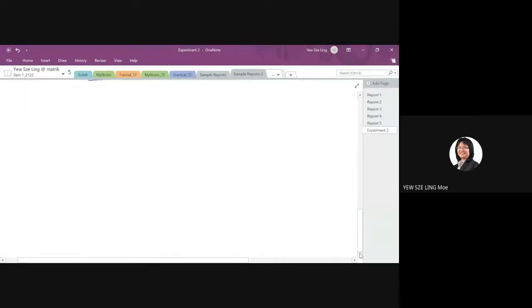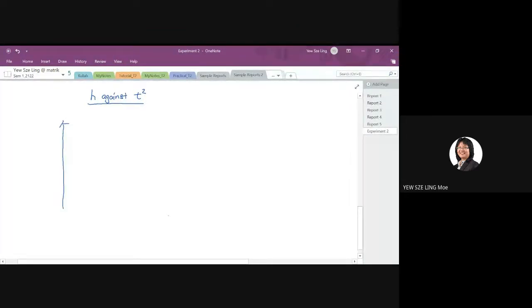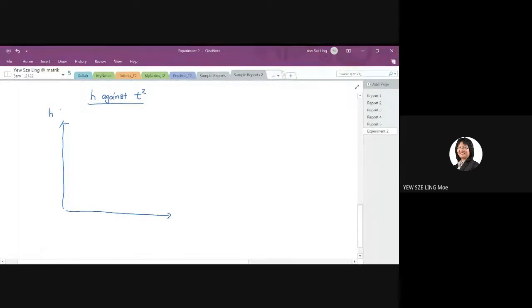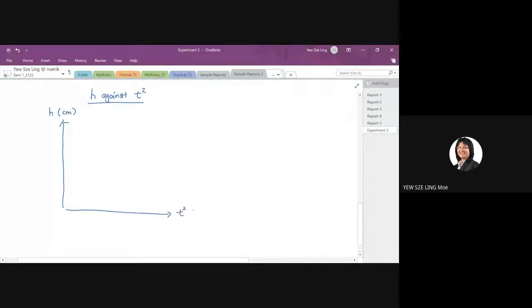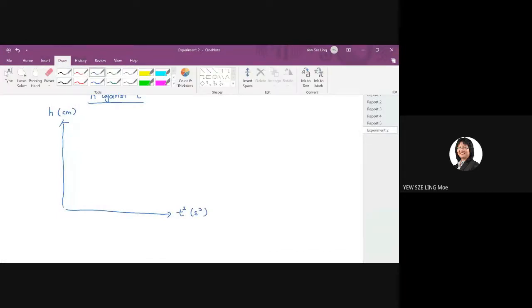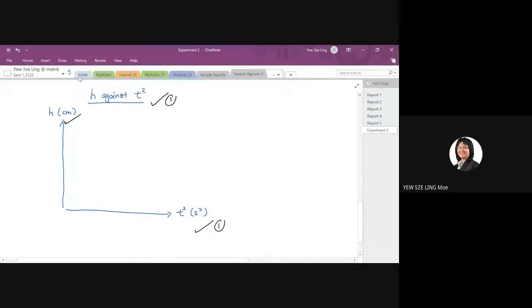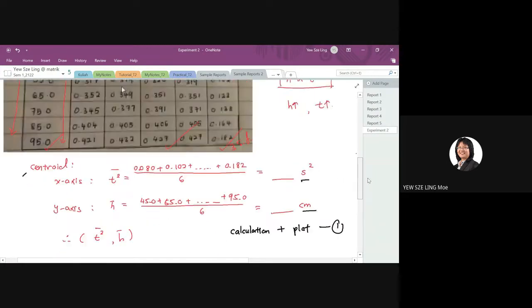After you have the title of the graph, what do you need? You need 2 axes. You need a y-axis and also an x-axis. So the y-axis is H. And remember to put unit. H bracket cm. T square bracket s square. So if you got the title and you got the label for the axis, straight away you get 1 mark. 1 mark for the title, and then 1 mark for the label of the axis. And then the next mark will be given to the scale. So a suitable scale to use in our graph.